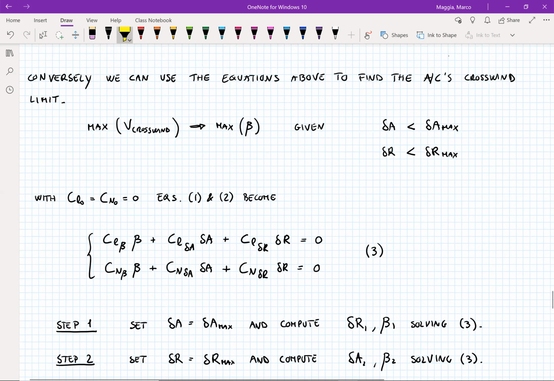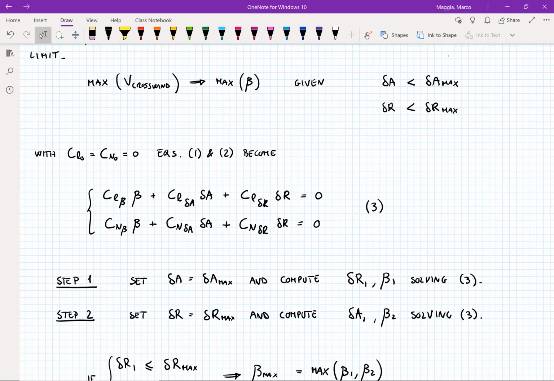Given the two equations for the trim condition, and assuming that CL0 and CN0 are just equal to 0, which is a very sensible assumption, then we're left with these two equations. We want to know what the maximum crosswind is.